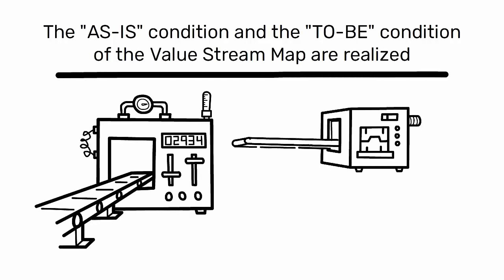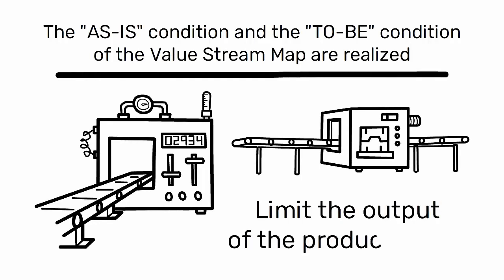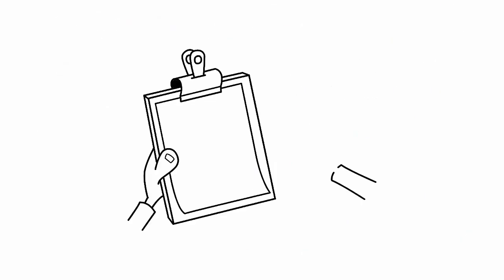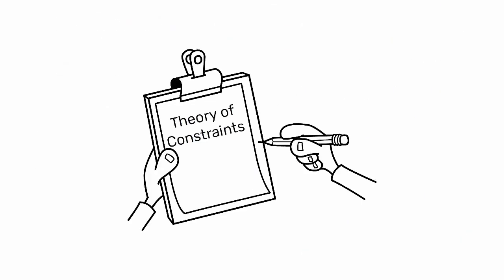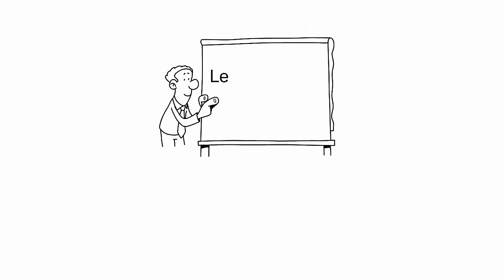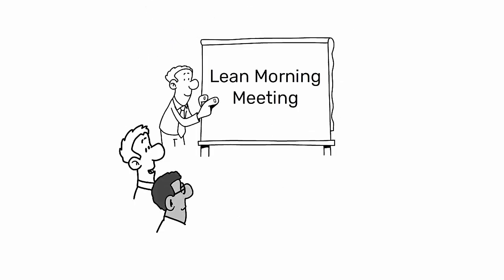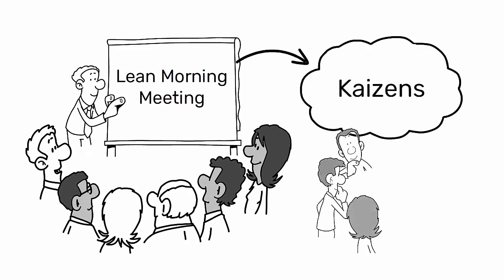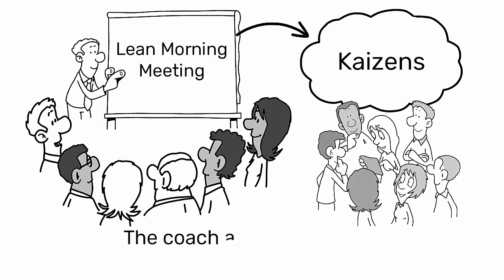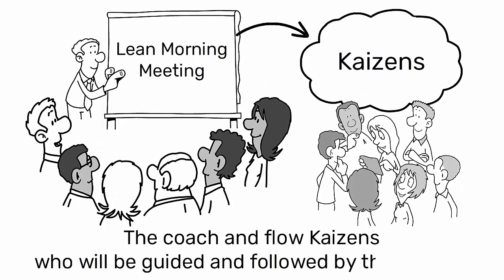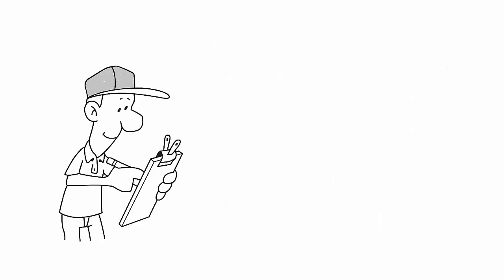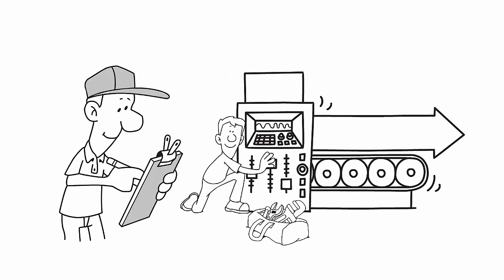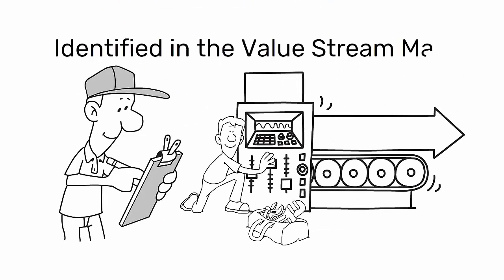7. The as-is condition and the to-be condition of the value stream map are realized and 1 or 2 machines are hypothesized that limit the output of the product family. For this point, it is necessary to refer to the theory of constraints. 8. A board is put up, and the daily lean morning meeting begins, with the director always present. From these meetings, punctual Kaizens arise which will be guided and followed by the team and the coach, and flow Kaizens which will be guided and followed by the director. 9. Improvements are carried out using the right tools only on the few machines identified in the value stream map.